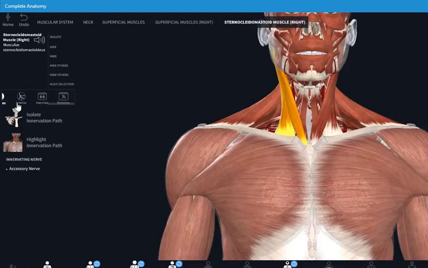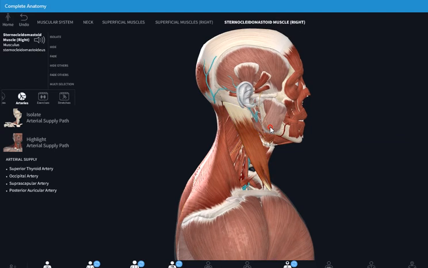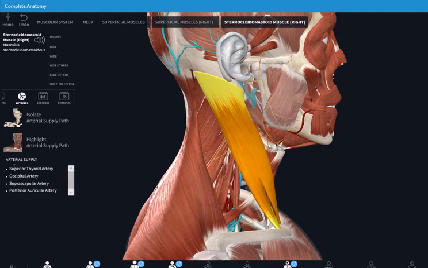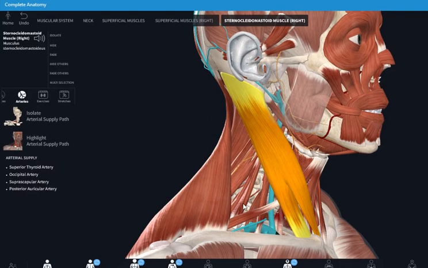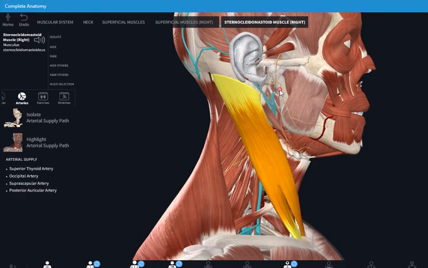Now we also have the arteries involved in the circulation here. The superior thyroid artery supplies part of the sternocleidomastoid. We have the occipital artery still. So all these are the arteries that are involved. We have the superior thyroid artery, the occipital artery, and the suprascapular artery, which starts from the subclavian artery here. The suprascapular artery gives part, the superior thyroid artery gives part, the occipital artery gives part, and the posterior auricular artery are the different arteries involved here.